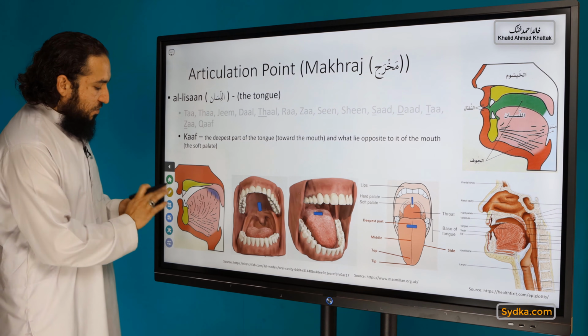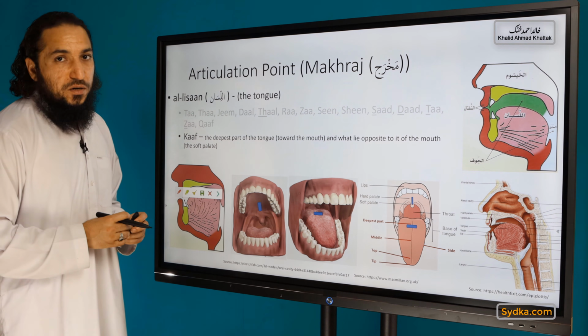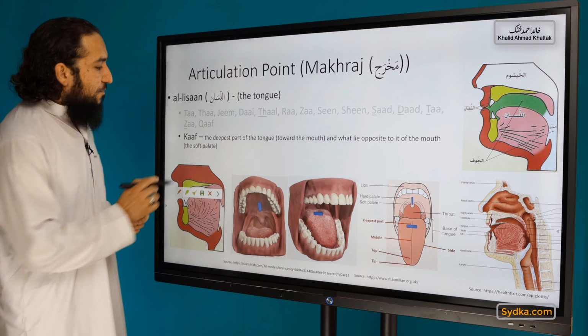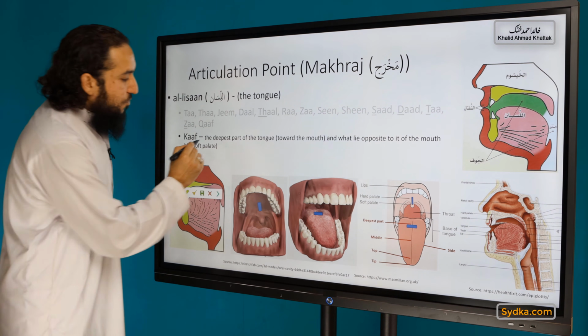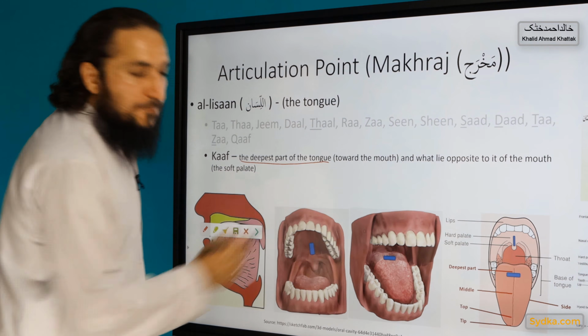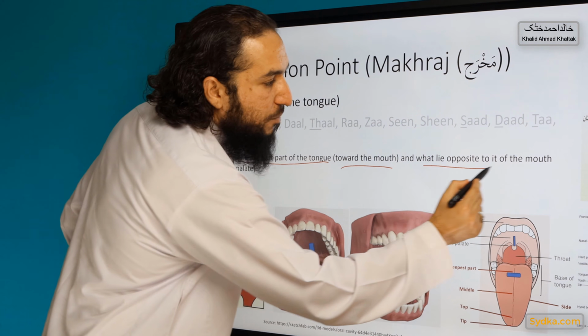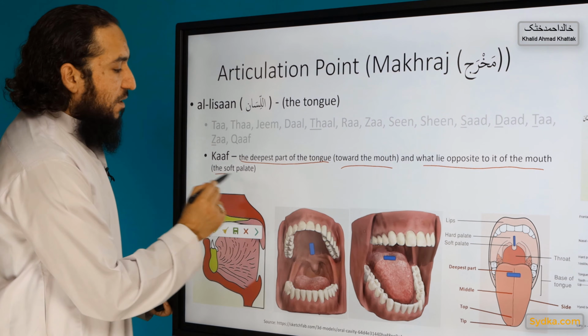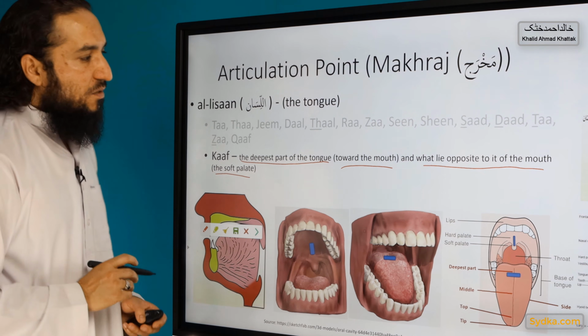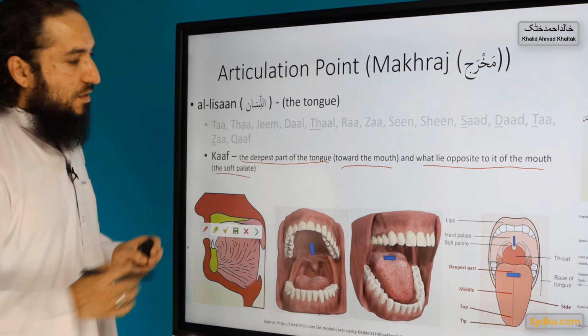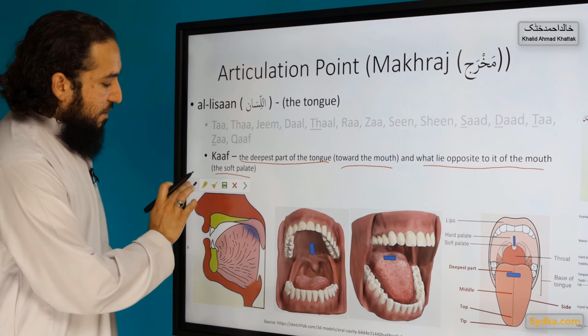What is the Makharij? It is one of the tongue letters, the lisan letters, and its articulation point is the deepest part of the tongue towards the mouth, and what lies opposite to it of the mouth. That's the soft palate, near the hard palate. Let's explain that now.